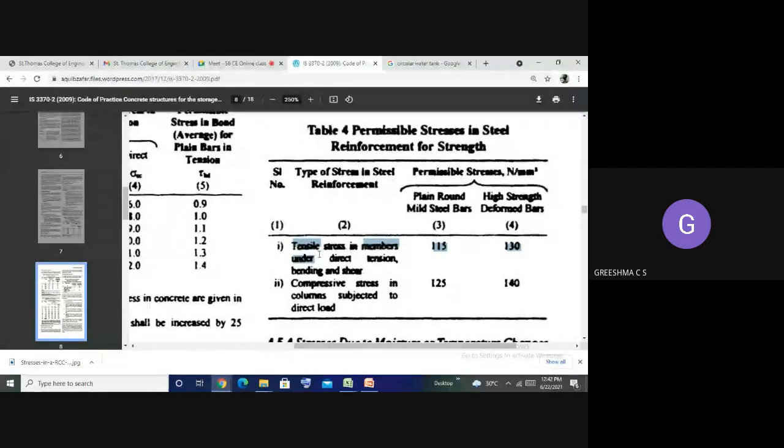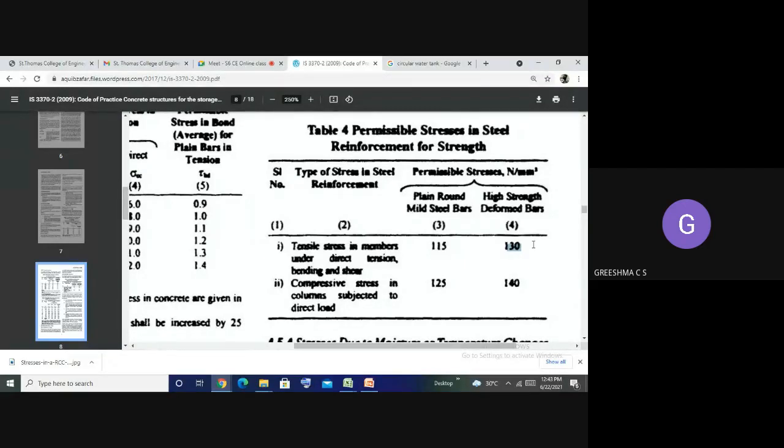Okay, so here the superior forces will be tensile stress. So you can take tensile stress in members under direct tension, bending and shear. We are having two bars: plain bars and HYSD bars. Since we are designing a circular water tank, you can go for HYSD bars. So for HYSD bars the permissible stress is 130 Newton per mm square.